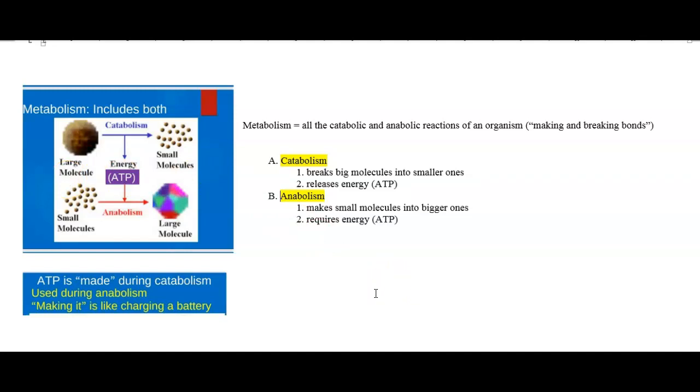And ATP is going to be made during catabolism and actually going to be used during anabolism. So making is like charging a battery, and then you use it, charge it up again. So ATP is kind of like a battery. And if you remember, ATP is the only molecule that we can use for energy. It's like the currency of our body, ATP.